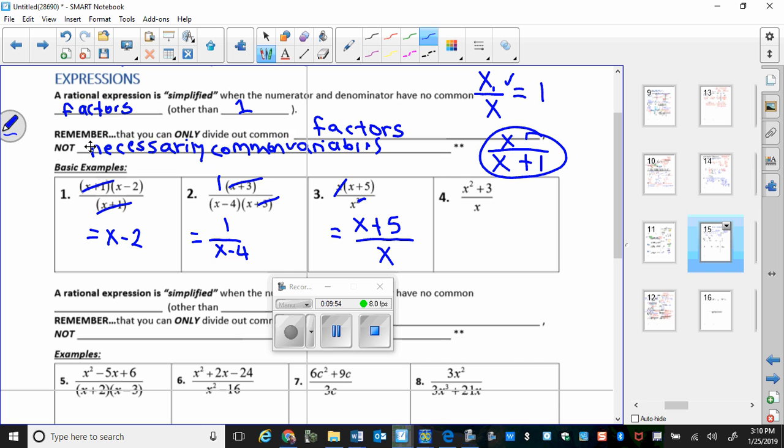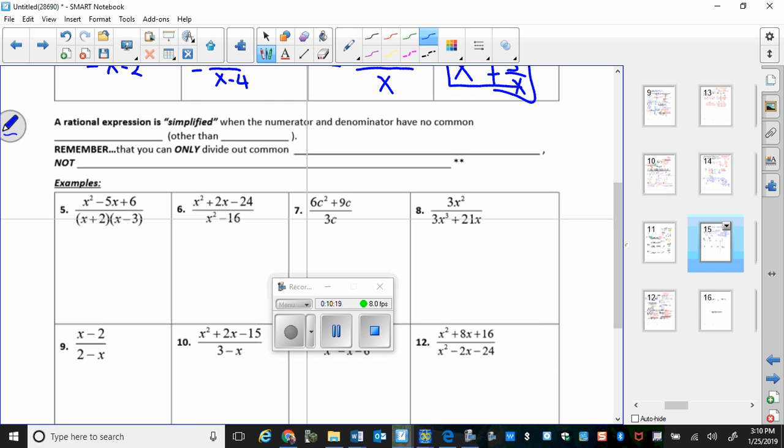Next, if I simplify this any further, this is what would happen. I would have x squared over x plus 3 over x. Now, have 1 on the bottom, taking 1 away, so I'm left with 1x on the top, plus 3 over x. If you notice, I could not get rid of the x that was under the 3.